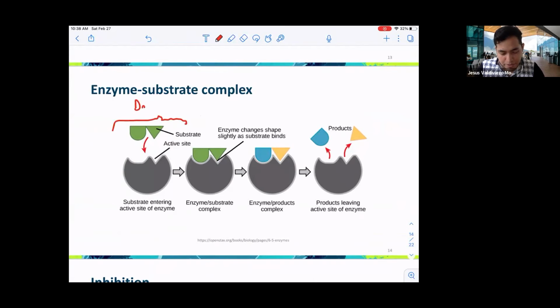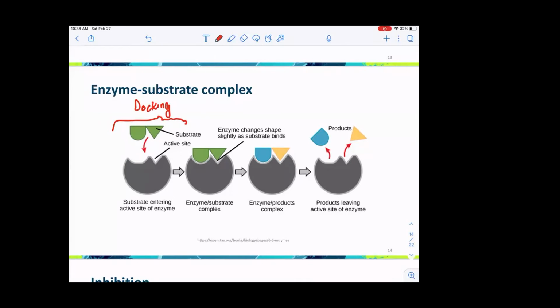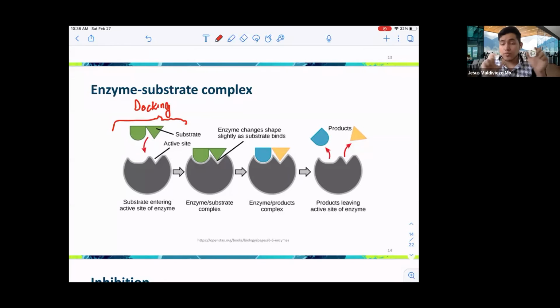This particular portion here, this is what we can predict with docking. How to essentially unite or combine a substrate with an enzyme. This is what we can predict with docking. And after you have your substrate bound to the enzyme, there are going to be some changes in the protein dictated by the substrate. So this particular portion here, this is the one that we can predict with molecular dynamics.